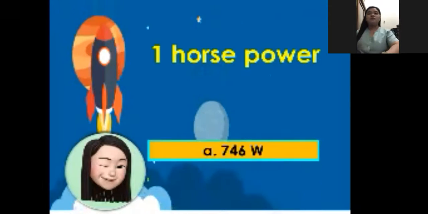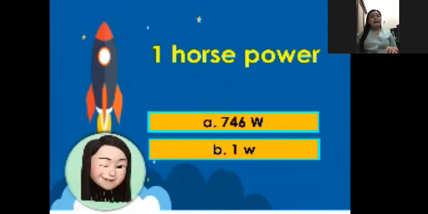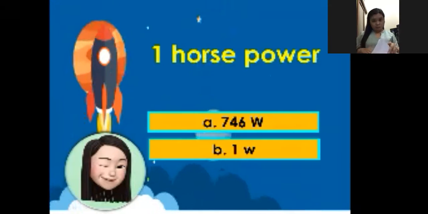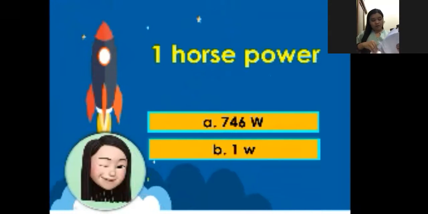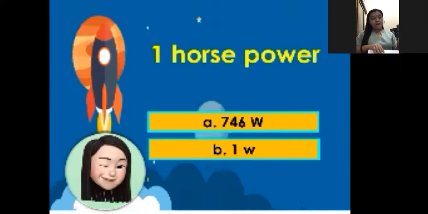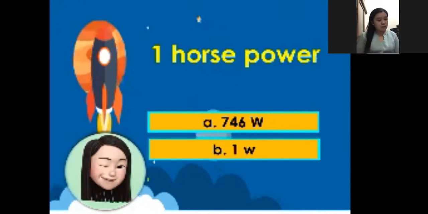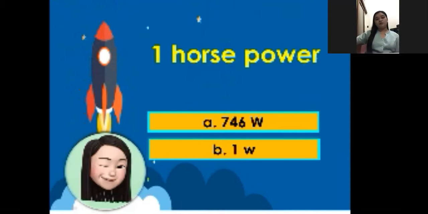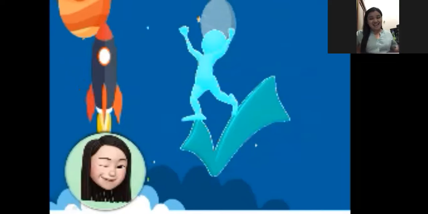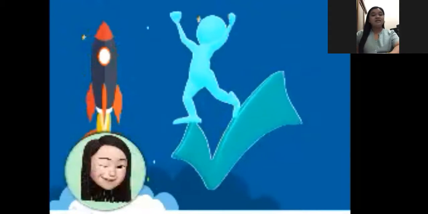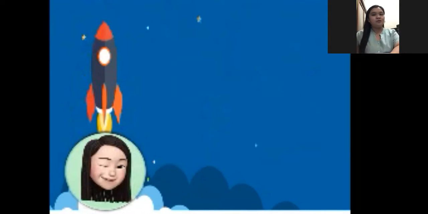1 horsepower is equal to A, 746 watt, or B, 1 watt. Again, 1 horsepower is equivalent to A, 746 watt, B, 1 watt. Go. 5, 4, 3, 2, 1. The correct answer here is letter A, 746. Let's go on to the next one.